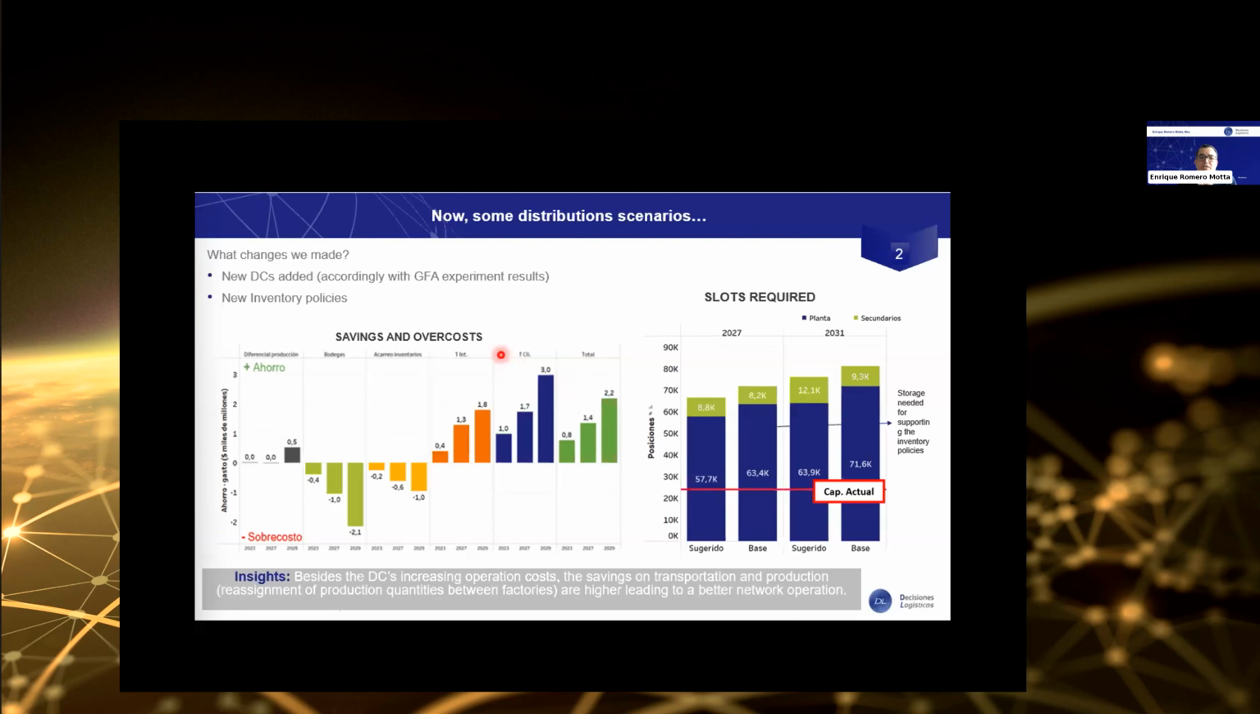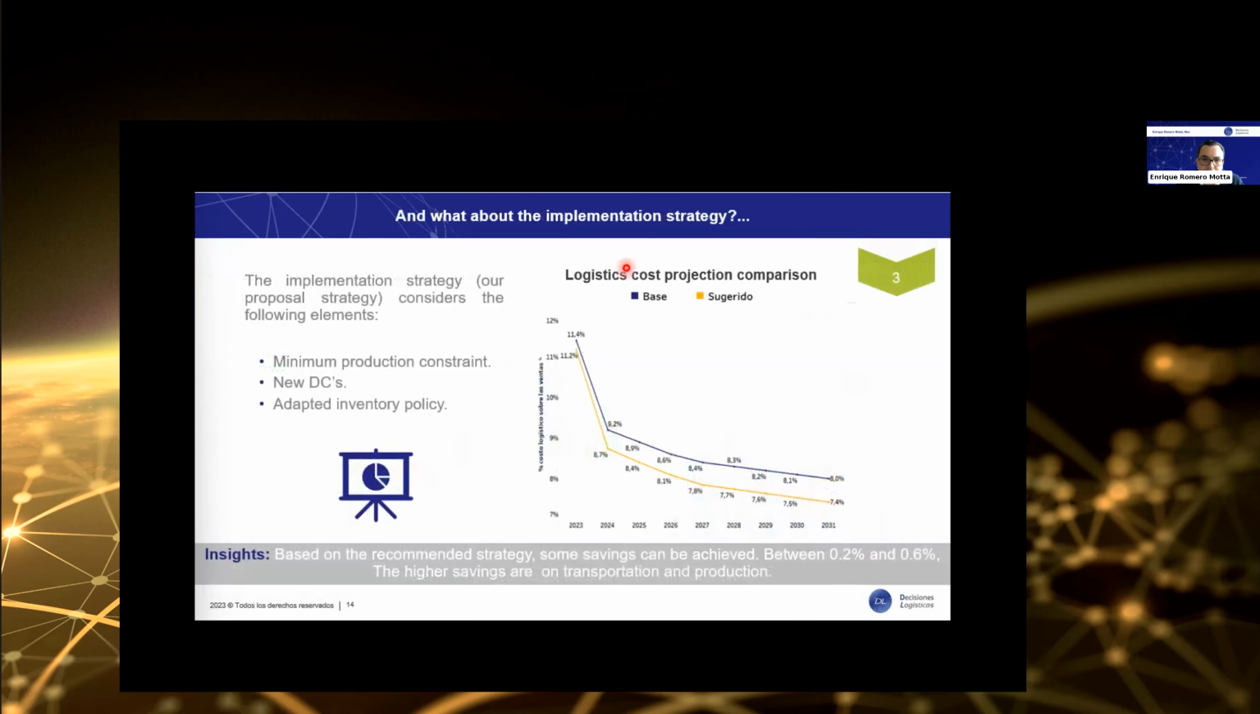Okay. Then, besides this increasing operation cost, we also already understand that reassignment of production dramatically changes our supply chain configuration. And that will let us understand how we're going to propose a strategy for managing the whole supply chain. Okay. And let me show you the last part here, in the last minutes I have. I'm going to show you this.